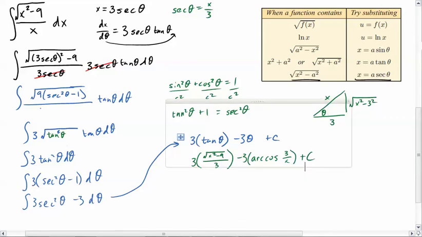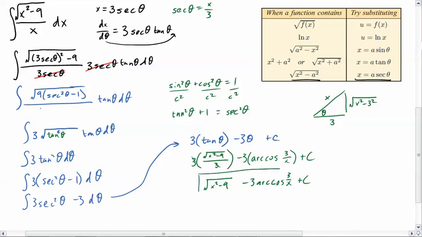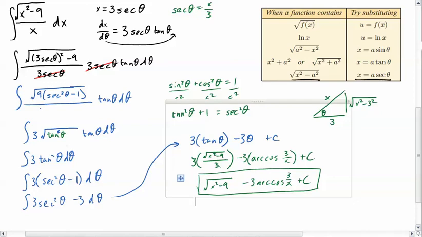And all we have to do then is just do this last little bit of simplification. And we've got the square root of x squared minus 9 minus 3 arc cosine 3 over x plus c. And you know what? We're okay with that answer right there. So, there you go. You've done an interesting integration by substitution. Watch one more, just to be sure.